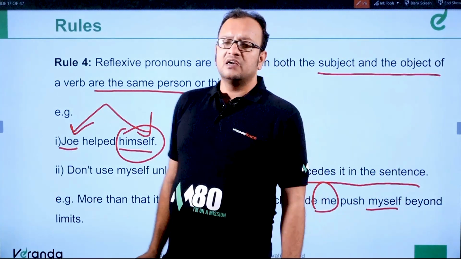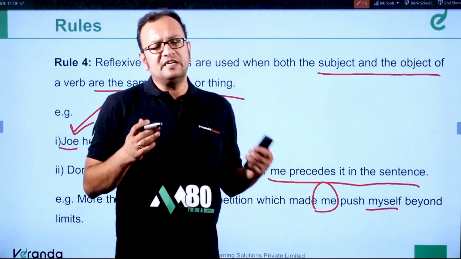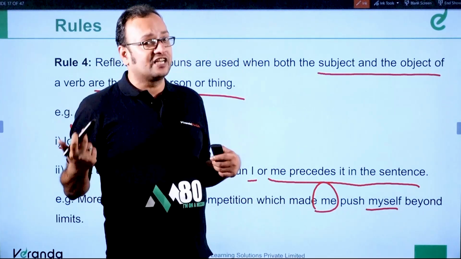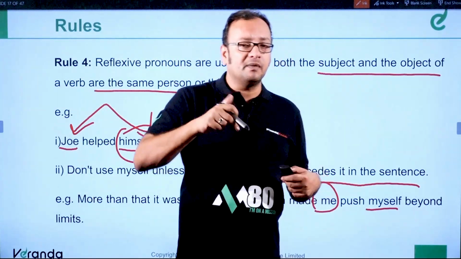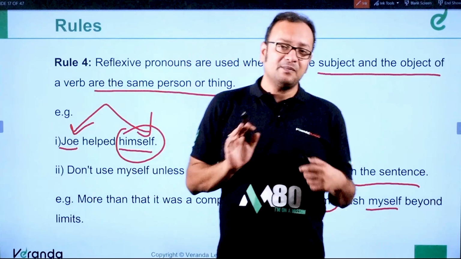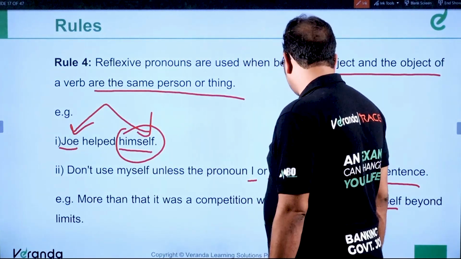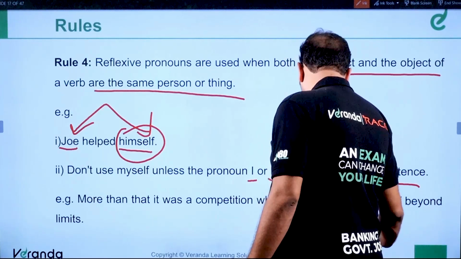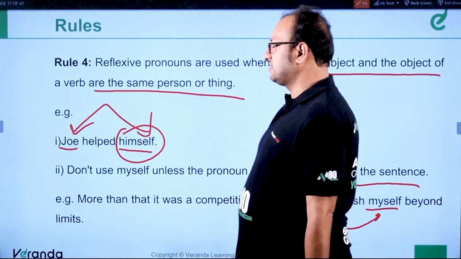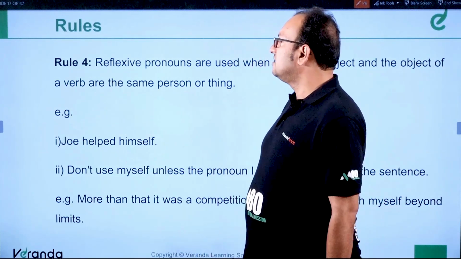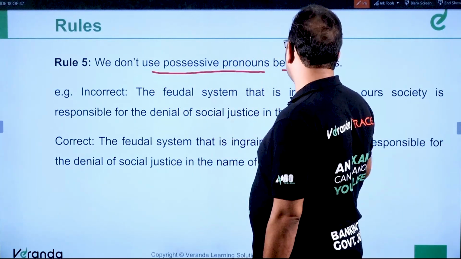So we cannot use a reflexive pronoun if the pronoun is not used earlier. The pronoun for which the reflexive pronoun is being used must come earlier than the reflexive pronoun. Simple to understand. So here in the sentence, more than that, it was a competition which made me push myself. This way it must be used. Push myself beyond limits. Clear? Moving ahead. Rule number 5. We don't use possessive pronouns before nouns.